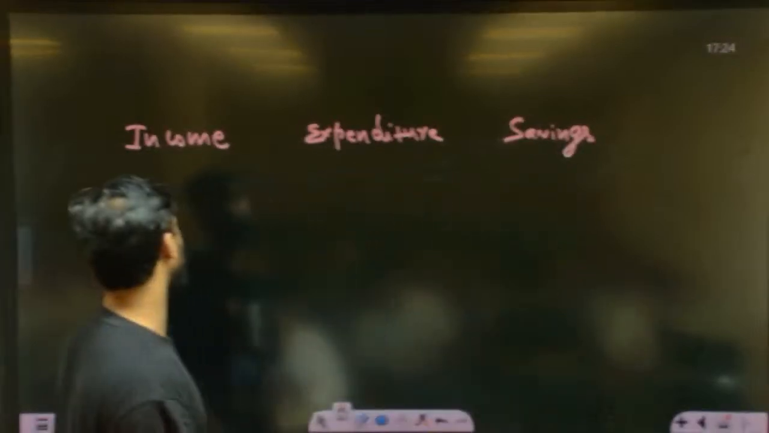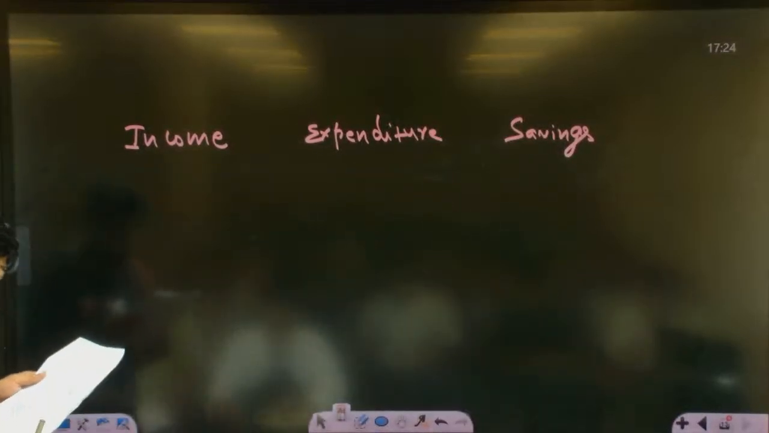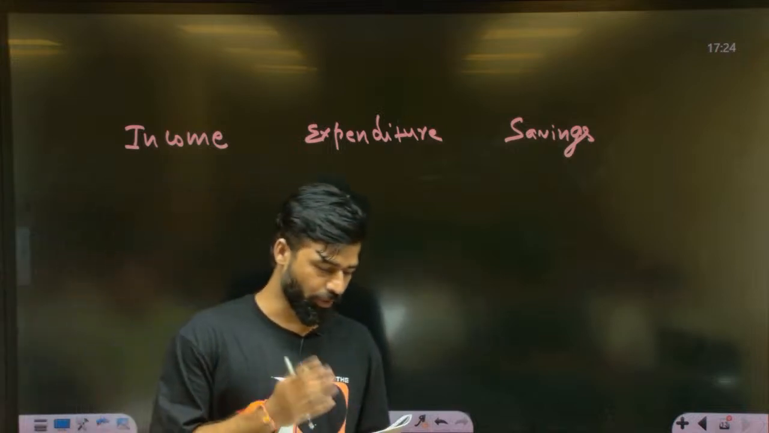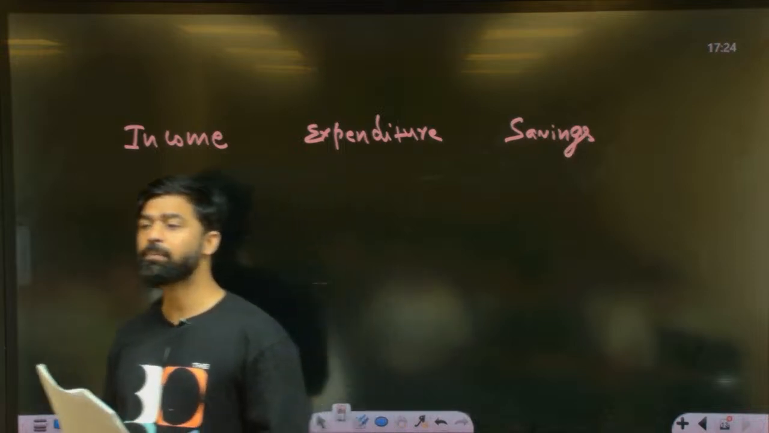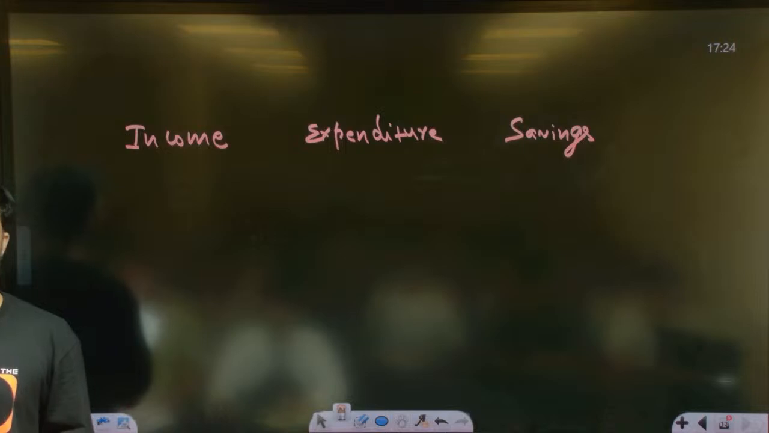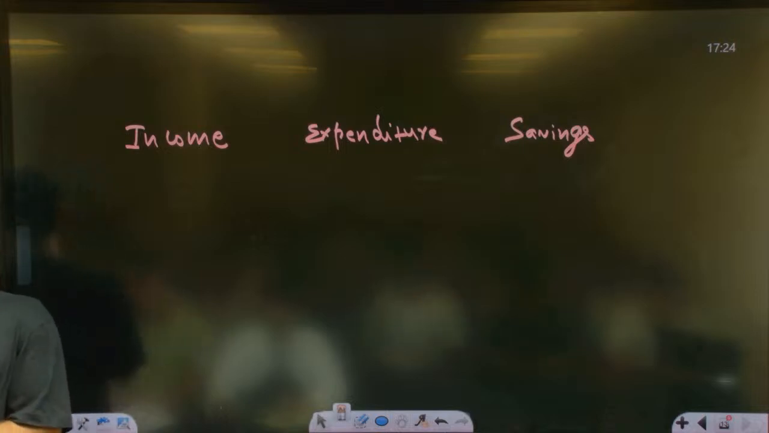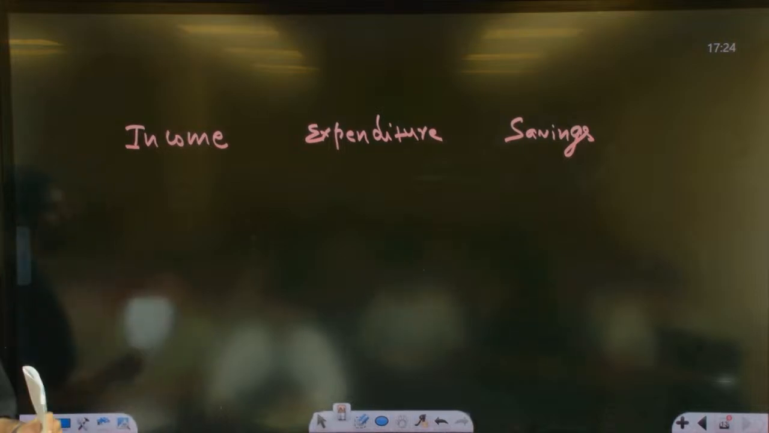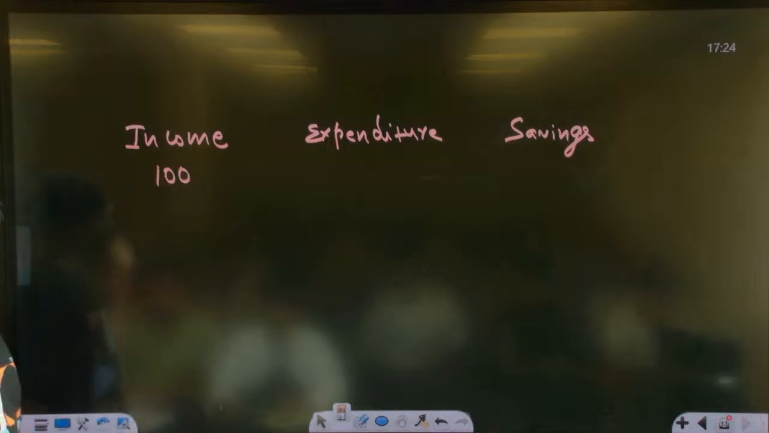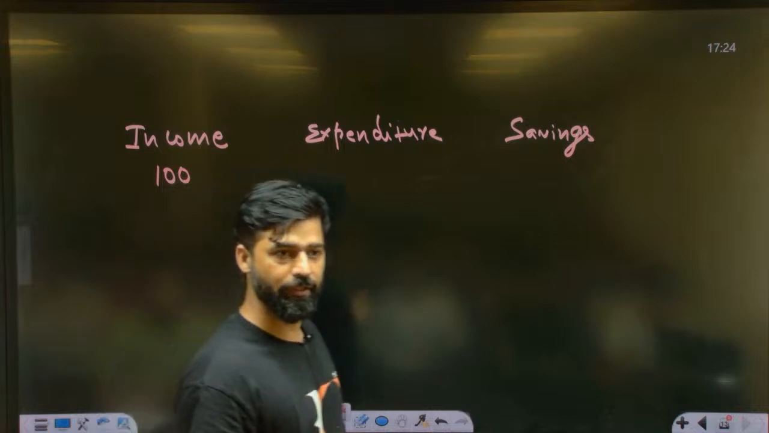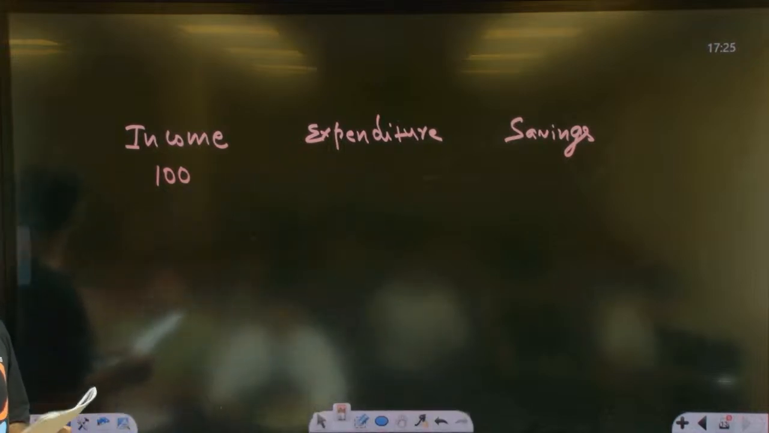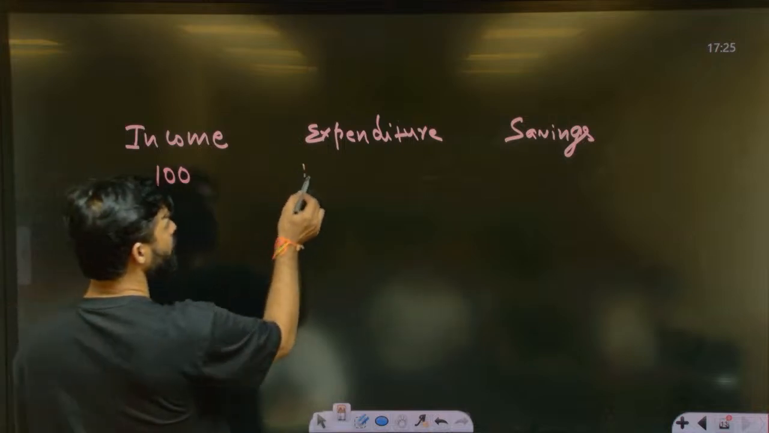So what he is saying is that he has spent 75% of his income. The data is in percentage, so it's better to let the income be 100. So I'm letting income as 100. If my income is 100, his expenditure is 75%. So what is 75% of 100?